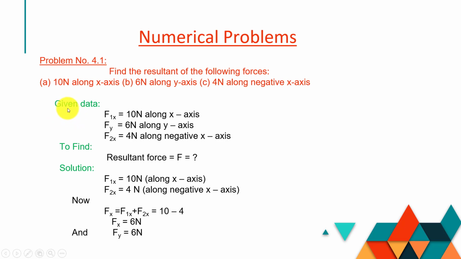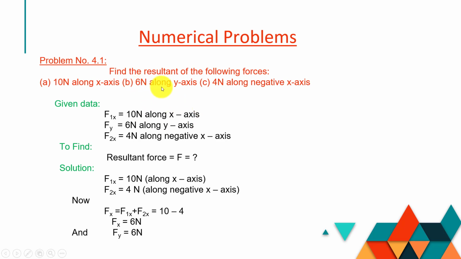So firstly we will write the given data. As we are given the three forces, we will write it as F1x, which is equal to 10 Newton along x-axis, as we are given the two forces along x-axis. So for the first force we will write it as F1x, and for the second force we will write it as F2x. Now F1x is equal to 10 Newton along x-axis.